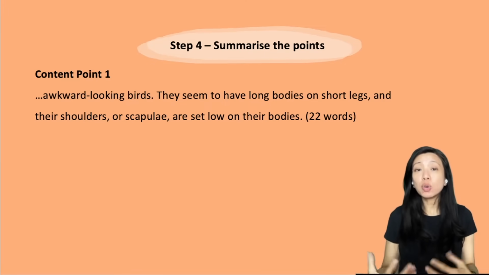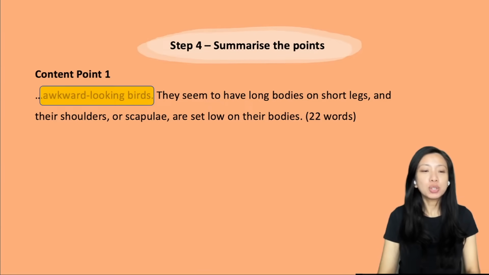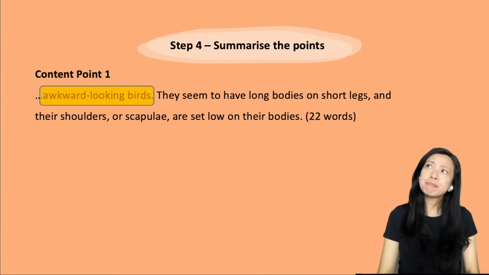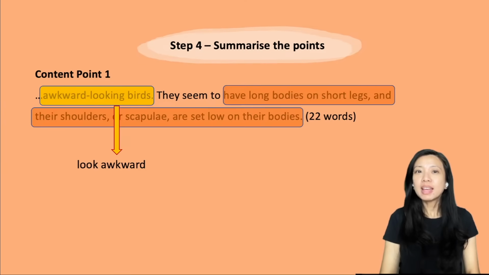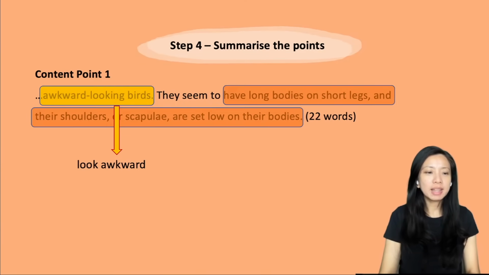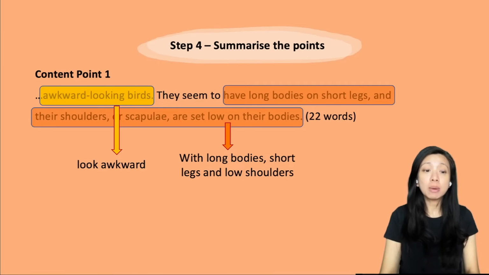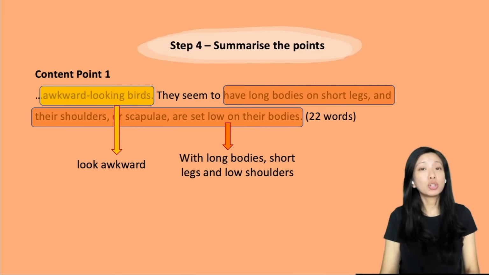So before I continue, remember there are many ways to summarize a particular sentence, and I'm just going to go through more of the basics today. So let's start with awkward looking birds. I can actually rephrase that to they look awkward. And the second part about the long bodies and their shoulders, I could probably say something like with long bodies, short legs and low shoulders.